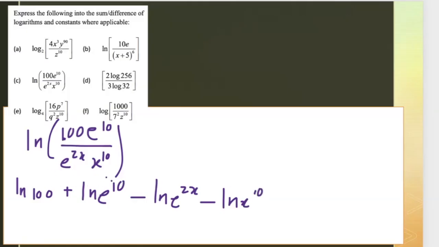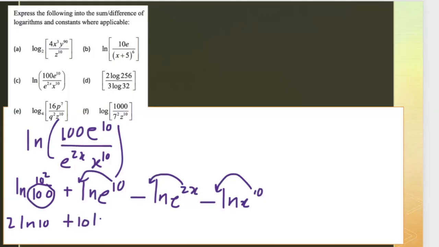Now, this is a power I can carry in front. This is a power I can carry in front. This is a power we can carry in front. With ln 100, it's optional if you want to change the 100 to 10 squared and then carry the 2 in front. So you'd have 2 ln 10, that's optional, plus 10 ln e, minus 2x ln e, minus 10 ln x.